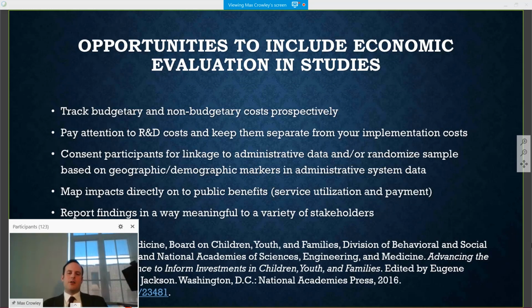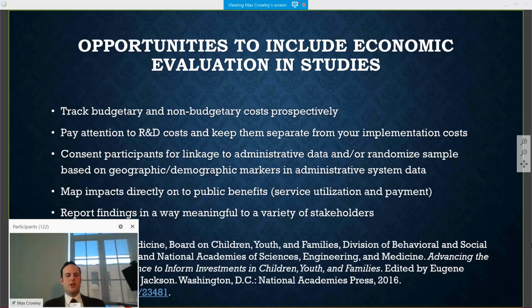Okay, so to kind of wrap this up, I wanted to just identify in particular some opportunities to include economic evaluations in your studies, some take-home points, if you will. In particular, the importance of tracking budgetary and non-budgetary costs prospectively.